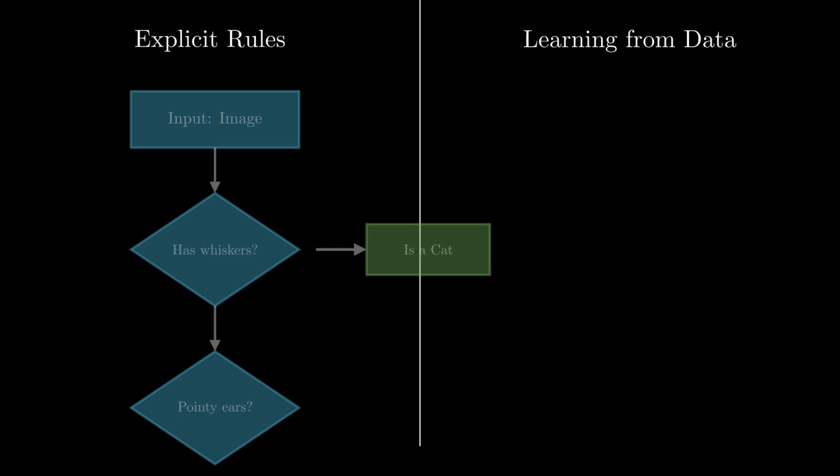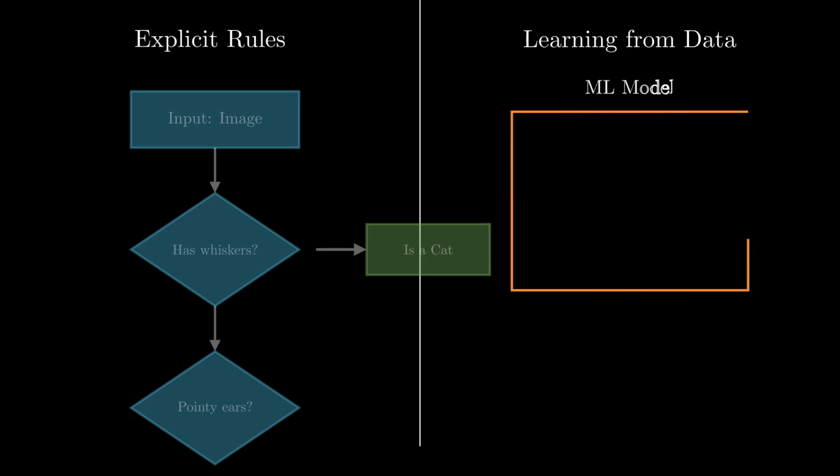You can see the problem. This web of rules becomes incredibly complex, brittle, and will inevitably fail as soon as it encounters a cat that doesn't fit your predefined checklist. It's like trying to write a recipe that can cook every dish in the world. It's impossible. Now, let's look at the other side.